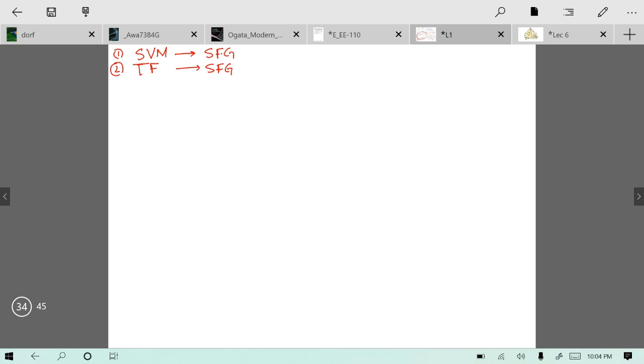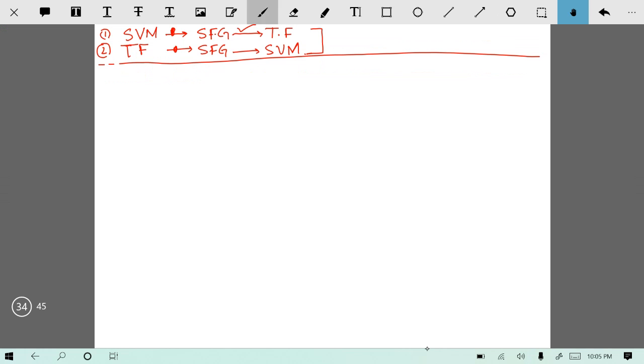And you already know that once you have signal flow graph, you can use Mason rule. If you have a signal flow graph, then you can use Mason's rule to find the transfer function. So you can go from state variable model to signal flow graph to transfer function, and similarly from transfer function to signal flow graph to state variable model as well. At the moment you know how to move from signal flow graph to transfer function. You know that it is with the help of Mason's rule. Shortly we will discuss these two bits: from state variable model to signal flow graph and from transfer function to signal flow graph.